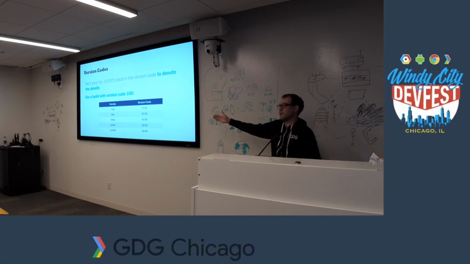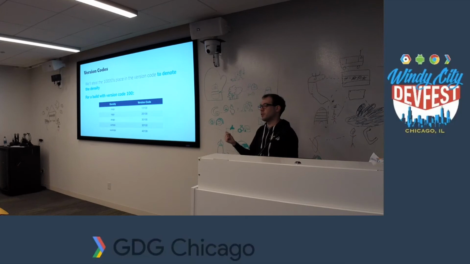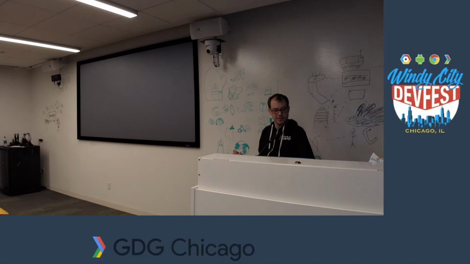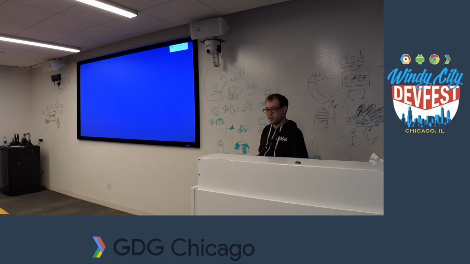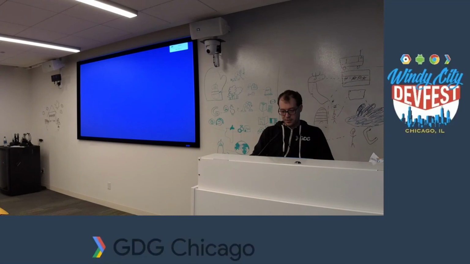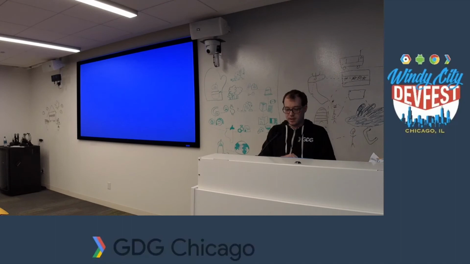But you'll find that, for instance, the Play Services APK has separate ABI and density splits, and they do something like this. And if the projector will come back, I'm going to show you how we make this happen.